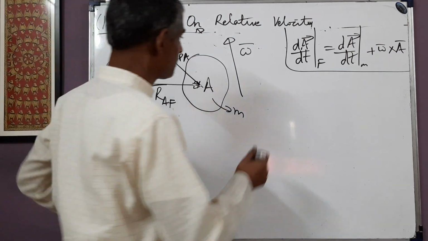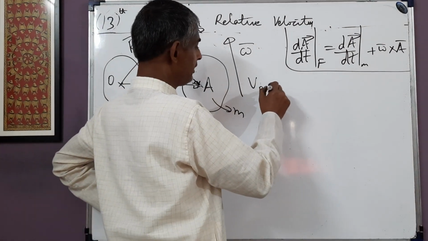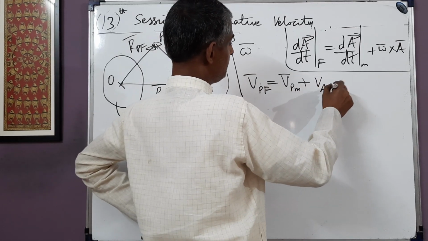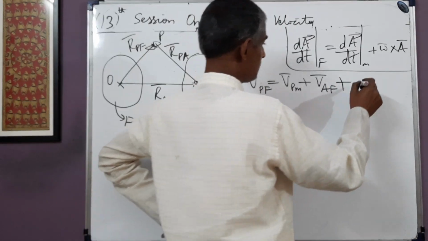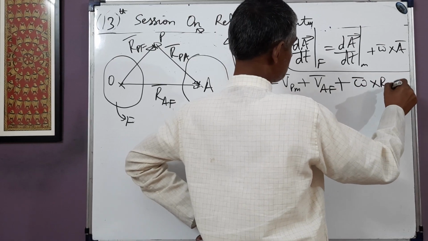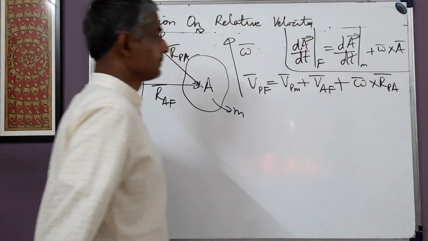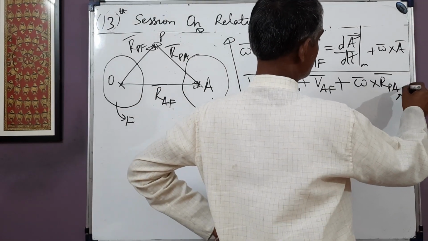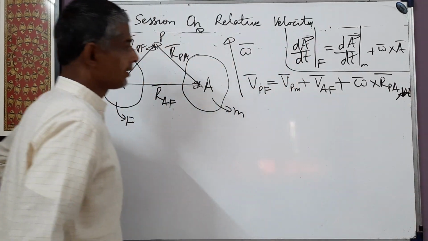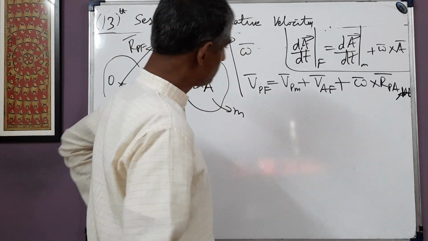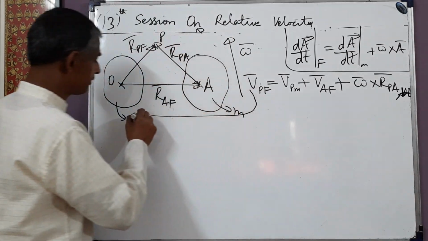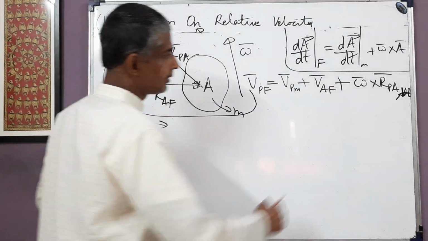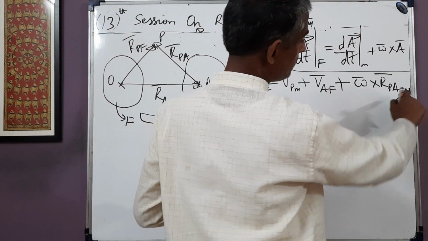So now we have obtained this relation: VPF is equal to VPM plus VAF plus omega cross RPA. Alright, so this vector equation is valid for all times. Now what we do, we differentiate this equation with respect to time on both sides. This means for all time, okay?